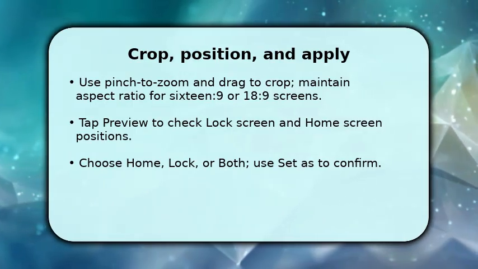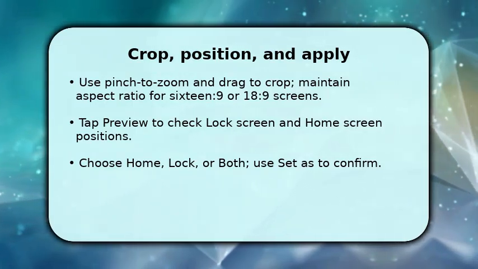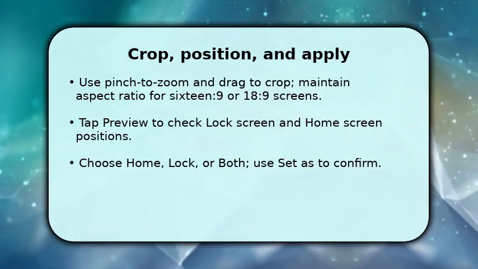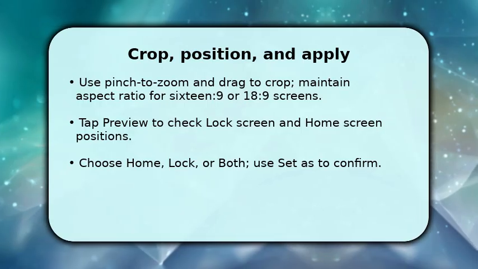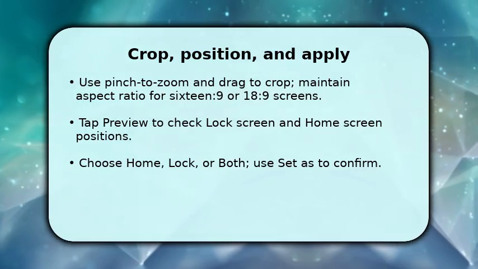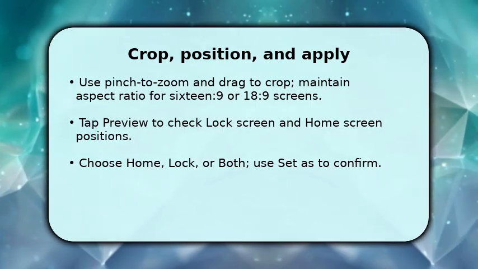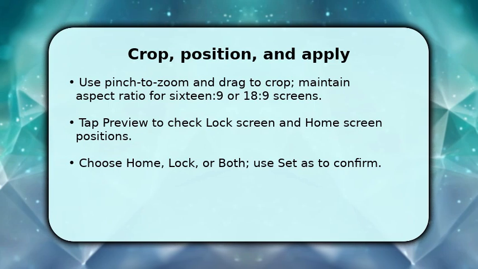Tap Preview to inspect how the image looks on the lock screen and home screens separately, and make small adjustments if icons or widgets overlap important parts. When satisfied, choose whether to apply to home, lock, or both screens. Then tap Set as to finalize the change and return to the home view.